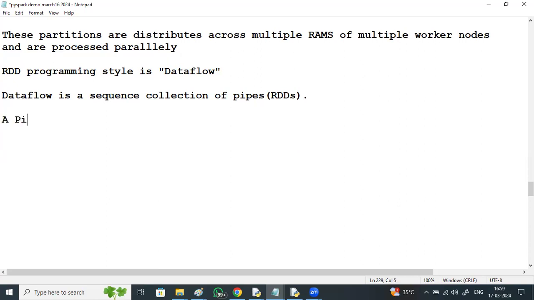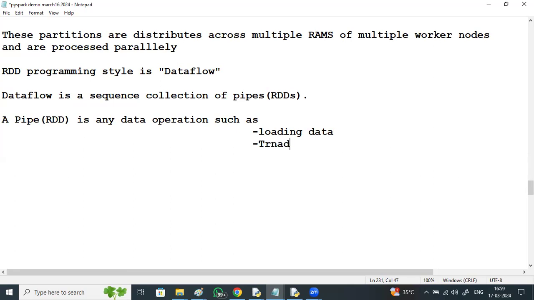What is a pipe? A pipe is nothing but an RDD. It is any data operation, such as loading data, transforming data, filtering data, grouping data, merging data, etc.